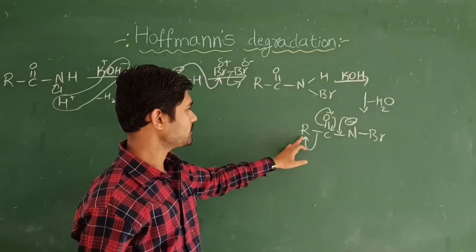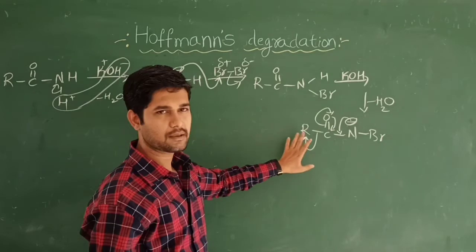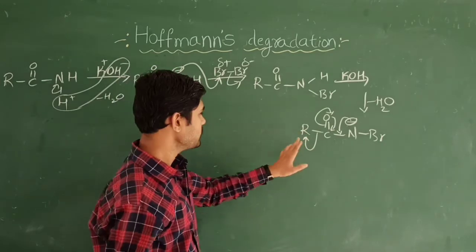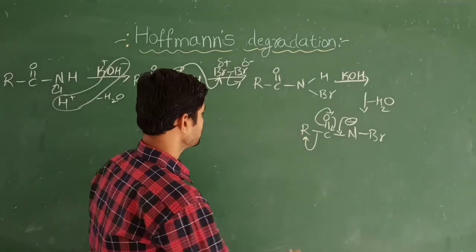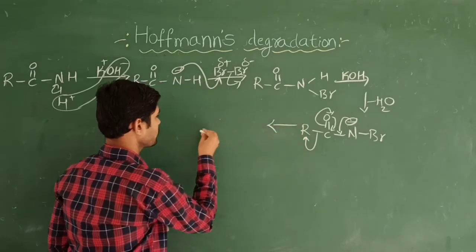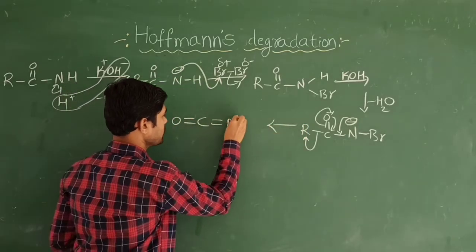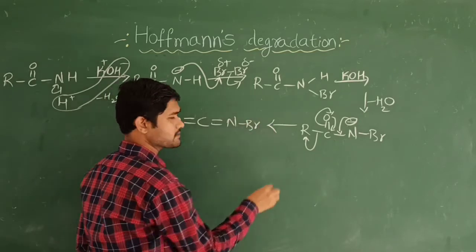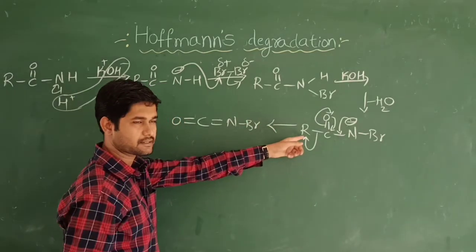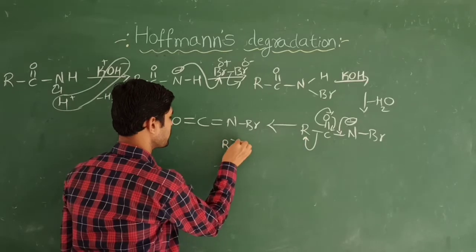So now I am going to eliminate this R group. This is a substitution going on. So now I am going to eliminate this R1. Remaining everything I am going to write as this, and this now acts as a nucleophile, R minus.